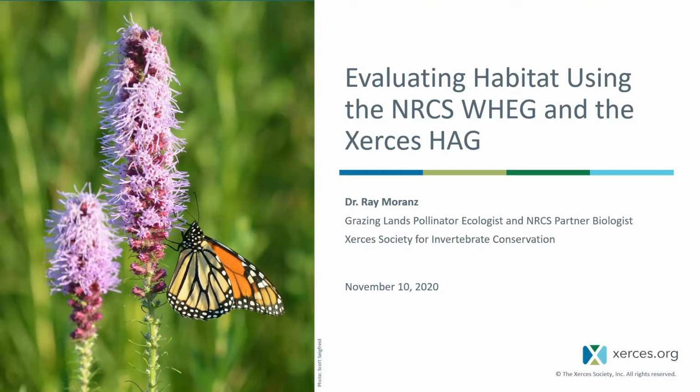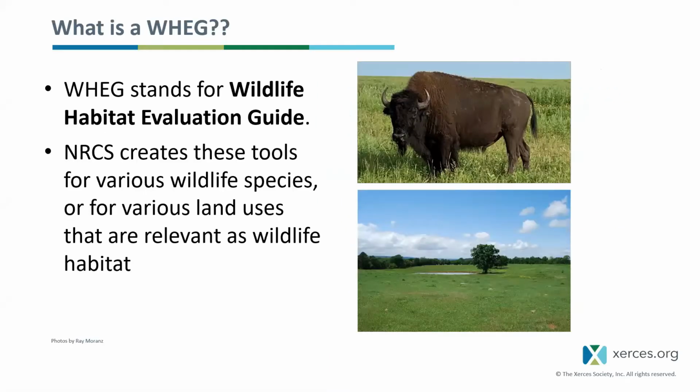So I'll get going. What is a WHEG? WHEG is an NRCS acronym standing for Wildlife Habitat Evaluation Guide. These WHEGs are tools, and NRCS creates them for various wildlife species to help us conserve individual species, or we create them for various land uses that are relevant as wildlife habitat. So up top, you see a bison. You could create a bison WHEG, or you could create a WHEG for pasture. This pasture is in western Arkansas.